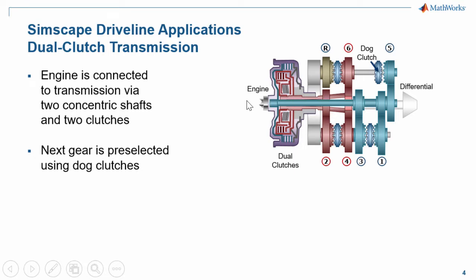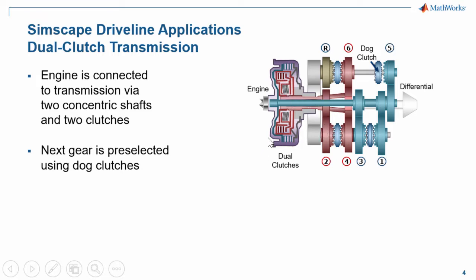Power will flow from the engine through the green clutch to the green shaft, through first gear to the dog clutch connected to the secondary shaft, and then out of the transmission. When the transmission is preparing to shift to second gear, this dog clutch will slide over to the left, engaging second gear. But because the red clutch is disengaged, no power will flow through this connection.